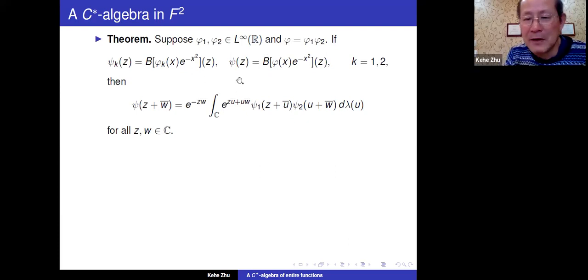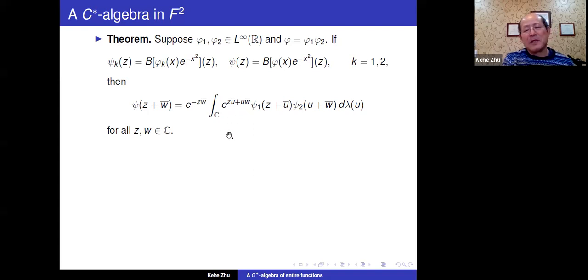I have to do. Okay, so if you have two functions, phi1, phi2, both bounded on the real line, and you look at the product denoted by phi, and you look at the integral transform under the Bargmann transform. You're not looking at the Bargmann transform of phi1, phi2 directly, but you have to multiply it by an extra factor e to the minus x squared. Because when you apply the Bargmann transform to a bounded function, the result is not necessarily in the Fock space. But after this it will be in the Fock space. And then the relationship between the psi and the psi k is given by this integral formula.